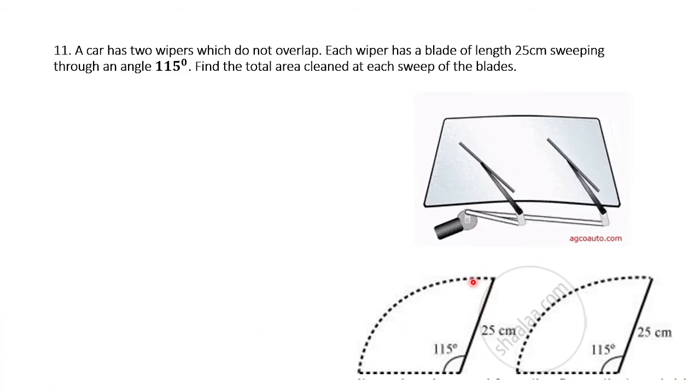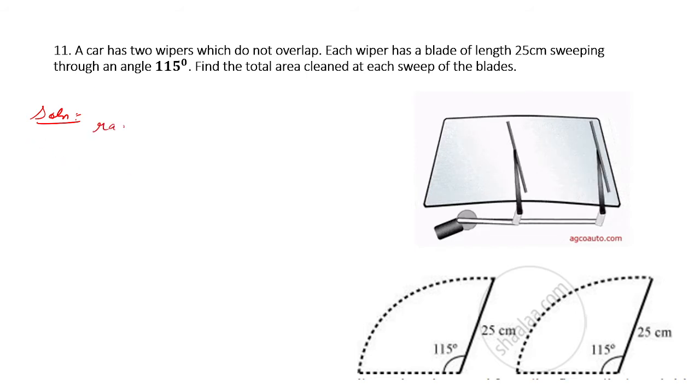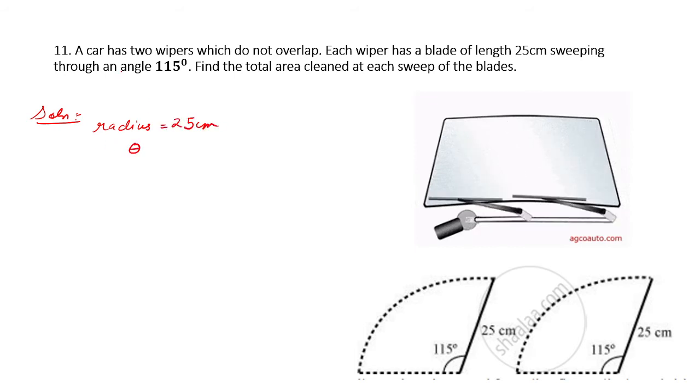Now if you look at this, again it looks like a sector, right? So how to find this out? You write down the radius. The length of the blade is 25, so that automatically becomes the radius. So the radius is 25 centimeter. Apart from that, the angle theta they have given is 115 degree. Clear up to this much?